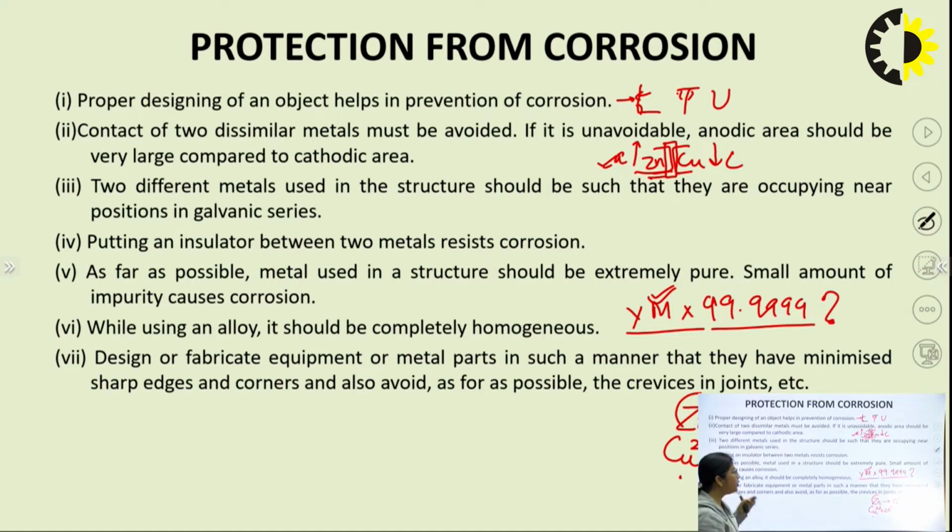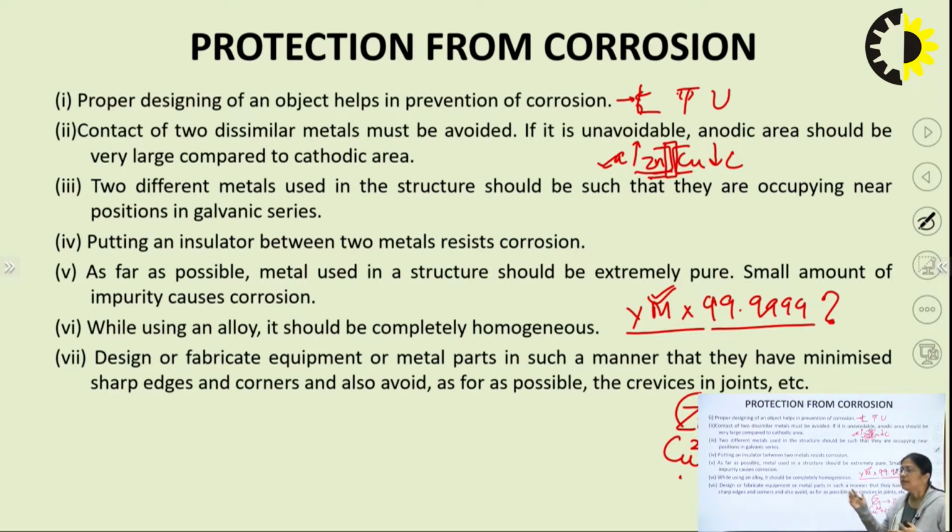Then if you are using an alloy, that alloy should be completely homogeneous. By completely homogeneous, I mean the concentration and the level of mixing of the metals in the alloy should not be very heterogeneous. It should be homogeneously mixed so that the rate of corrosion is reduced.